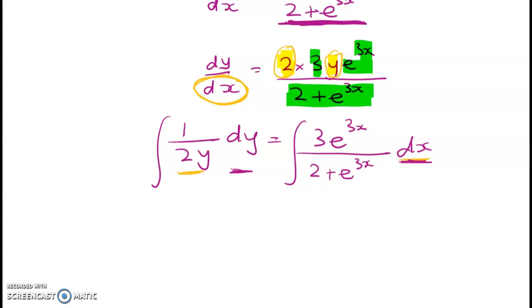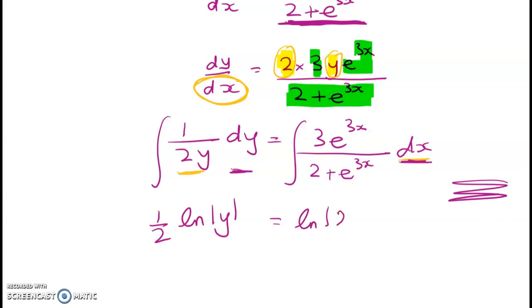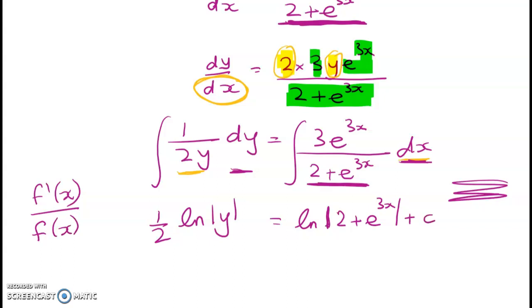Remember that I just end up getting one constant of integration. Now there are different smart ways to do constants where you've got logs, but I'm just going to do it a really, really slow way. So on the left-hand side, I've got 1/2 times the natural log of y, and I'm not putting my constant in there because I'm going to collect it all up on this side. This integral is simply the natural log of 2 plus e to the 3x, okay, because of the way I split it up there. So I've got the function in the bottom line and the derivative in the top line. We're always on the lookout for that pattern, f dash of x over f of x. So I've got that, and then I've got plus c.